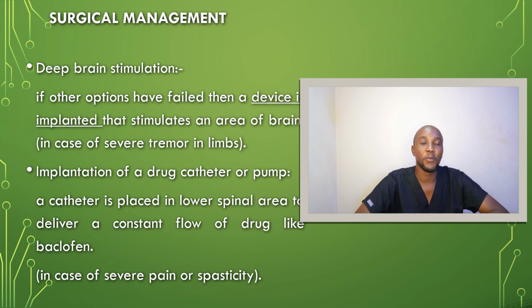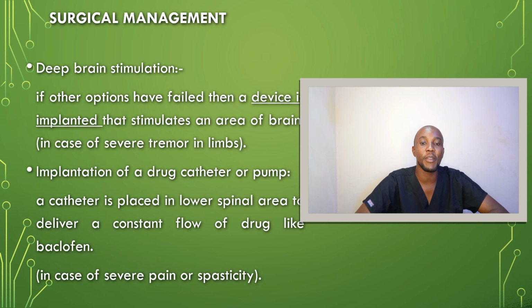Here we can do something we call deep brain stimulation. If other options fail, a device is implanted that stimulates an area of the brain in case of severe tremors. We can also do implantation of a drug catheter or pump, whereby a catheter is placed in the lower spinal areas to deliver a constant flow of a drug like baclofen.